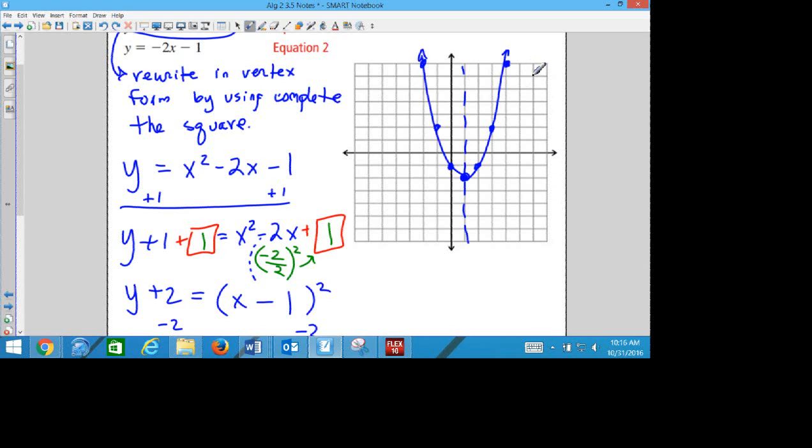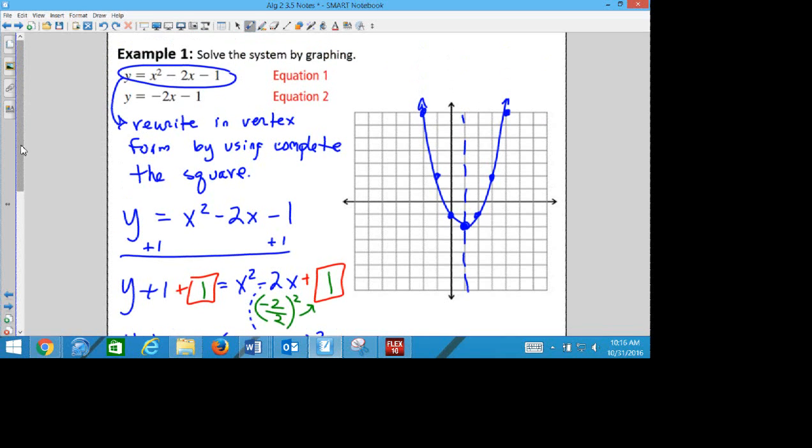However you choose to graph it, that's your choice. This is the method that I chose, but you could certainly do a different one. All right, that's only half of what we had to do, though. We have to find where they cross by graphing. So we still have this equation to graph. I'm going to put the work up here. Well, that's an easy equation because it's a line.